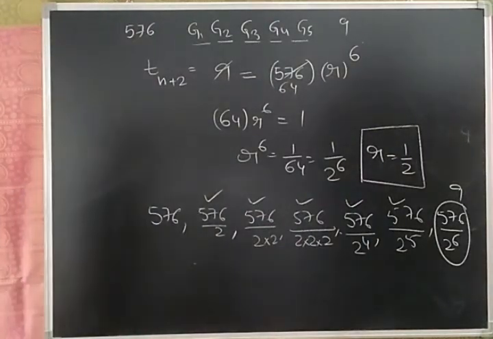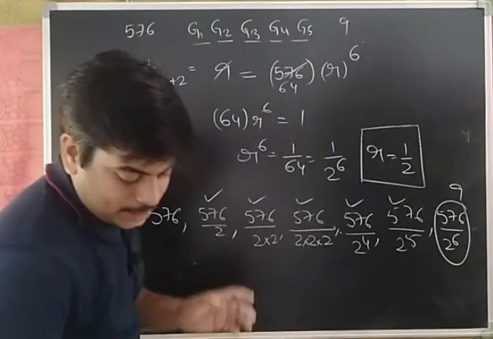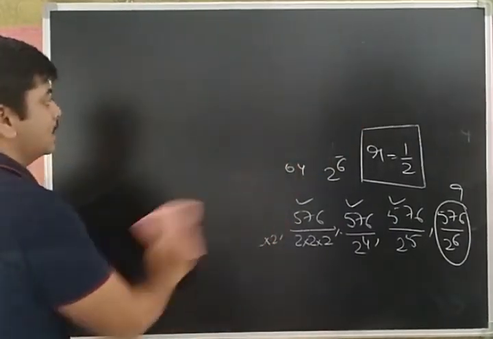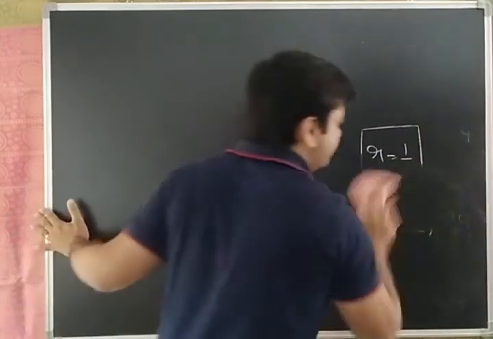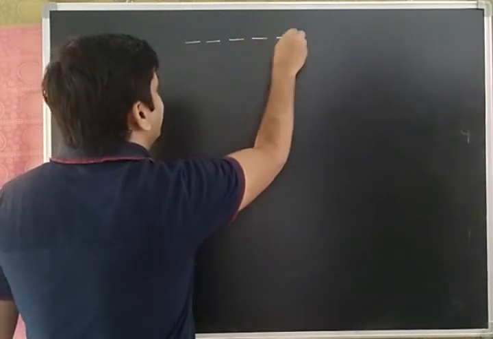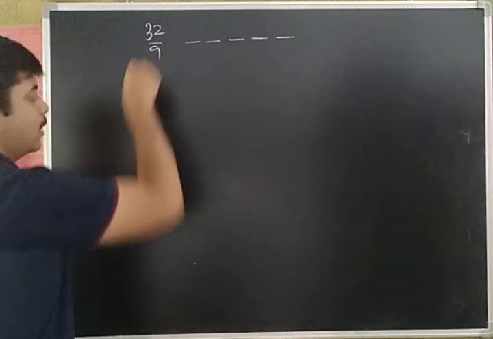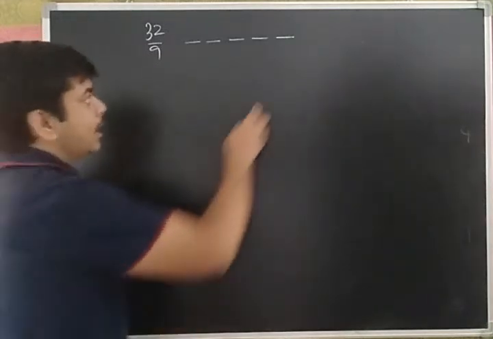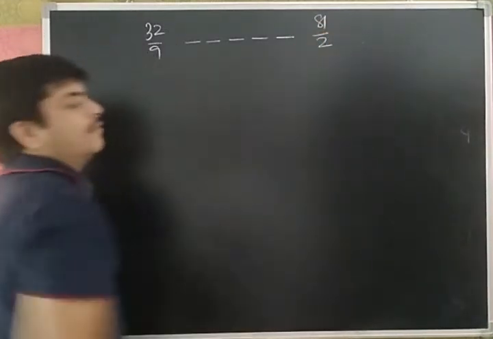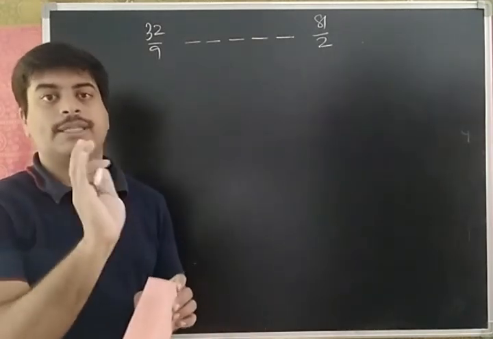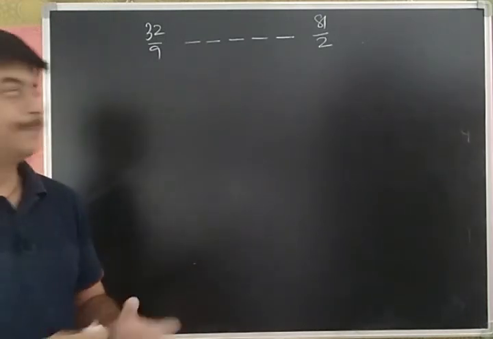Let us see one more question. Alright, the next question is, insert 5 geometric means between 32 by 9 and 81 by 2. Oh God, what complex numbers these are. Whatever the numbers are, nothing to worry. You just follow your procedure. Your answer will be there with you at the final step.